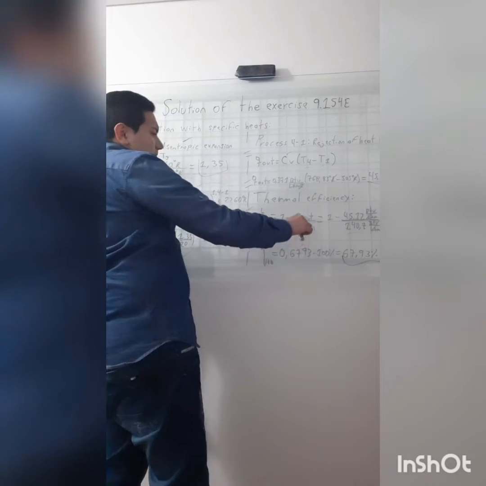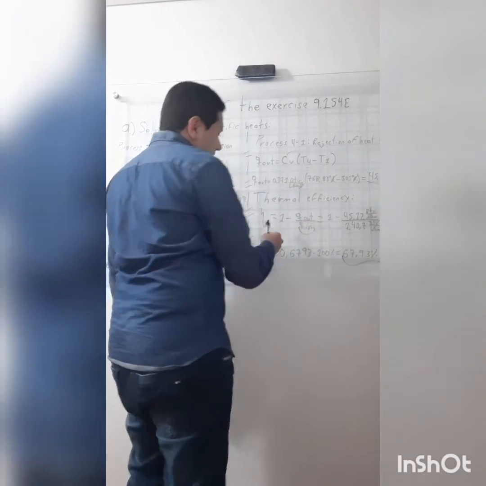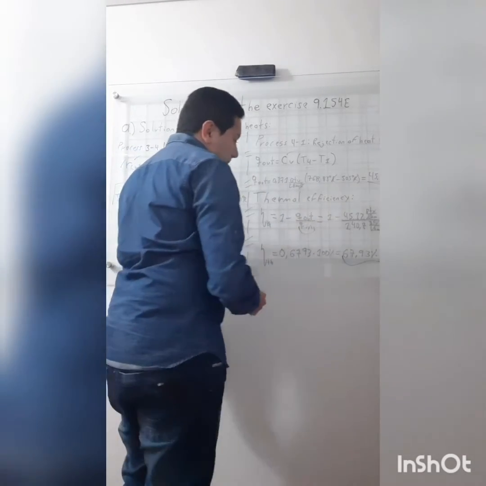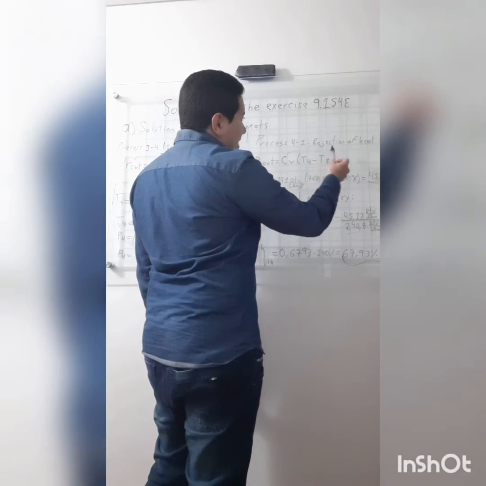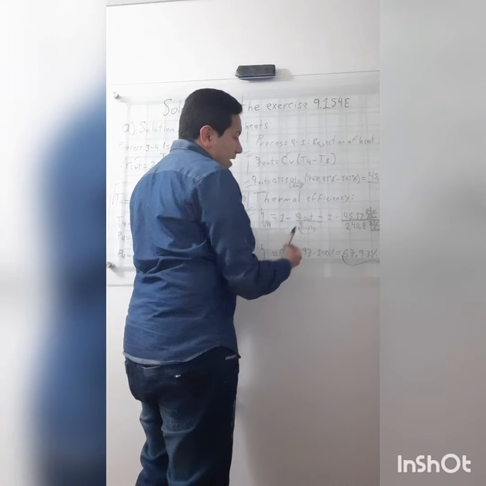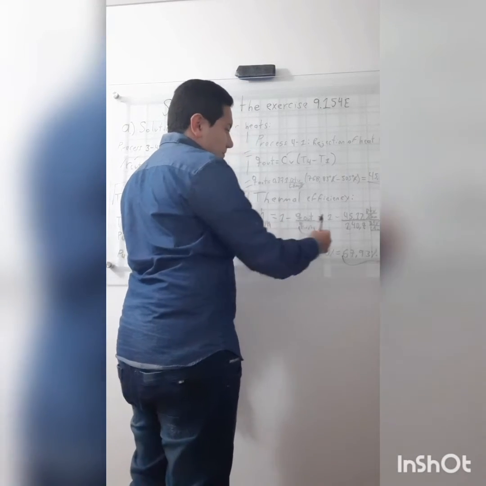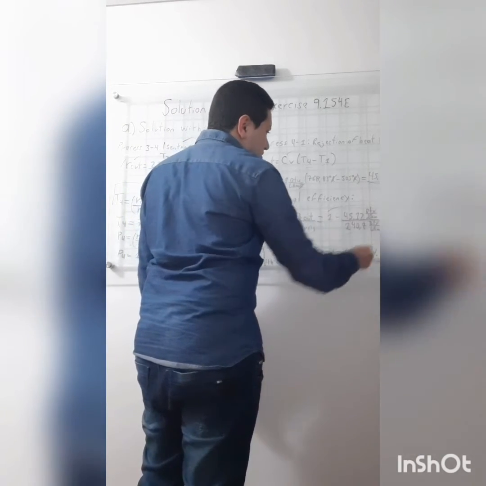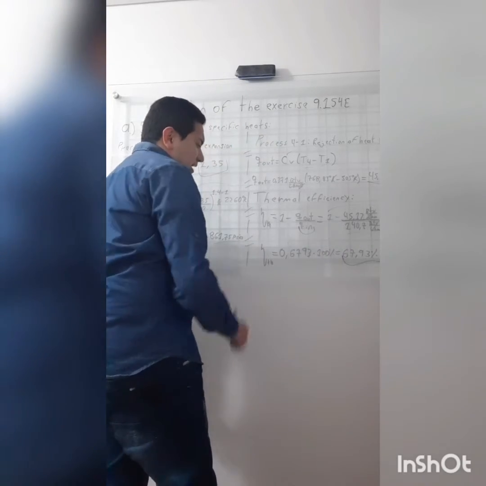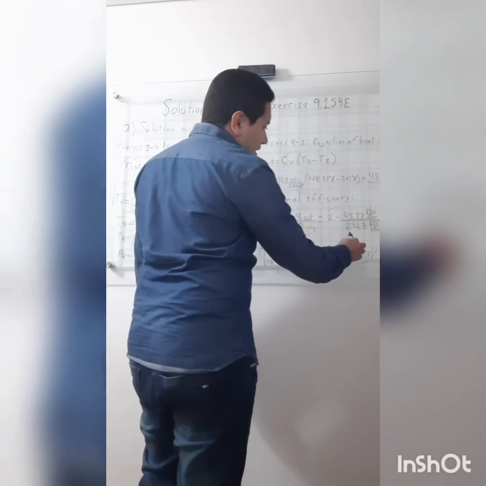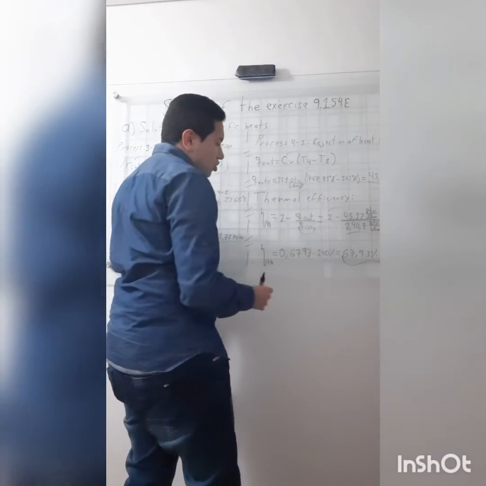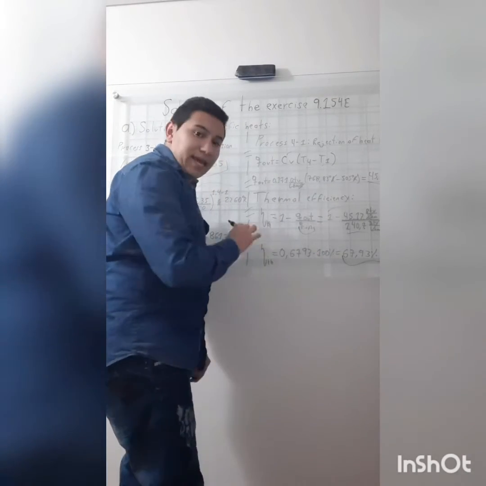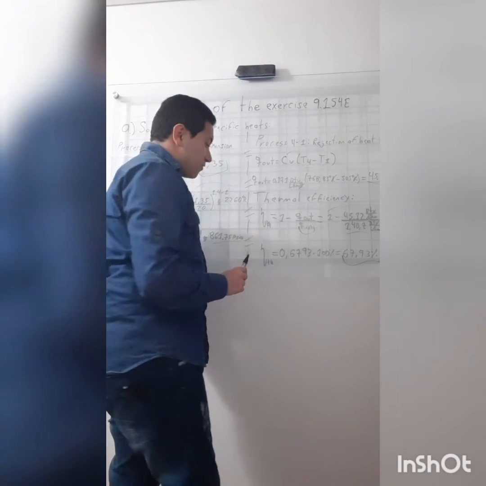Finally, that is 1 minus the rejection of heat divided by the addition of heat, and replace values again, and remember this number. Yes, that is the addition heat, calculated in the last part of the video.